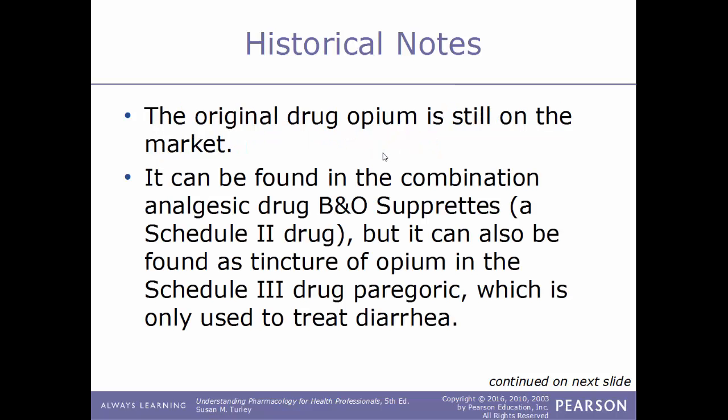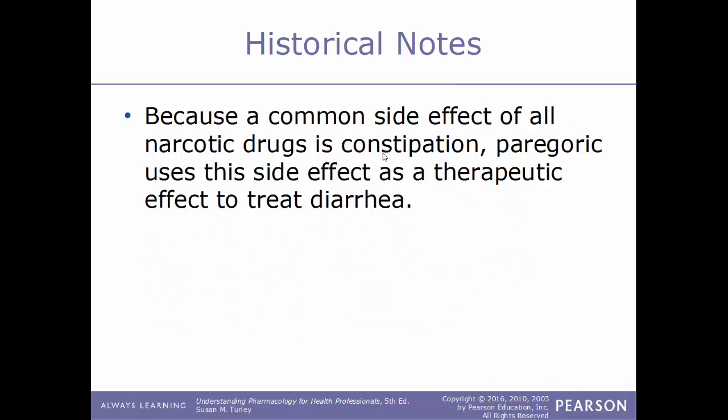It can be found in the combination analgesic drug B&O Supprettes, which is a Schedule II drug, and can also be found as tincture of opium in the Schedule III drug paregoric, which is only used to treat diarrhea. Because a common side effect of all narcotic drugs is constipation, paregoric uses this side effect as a therapeutic effect to treat diarrhea.